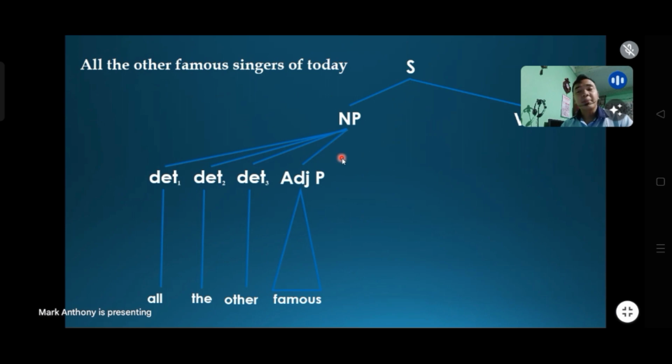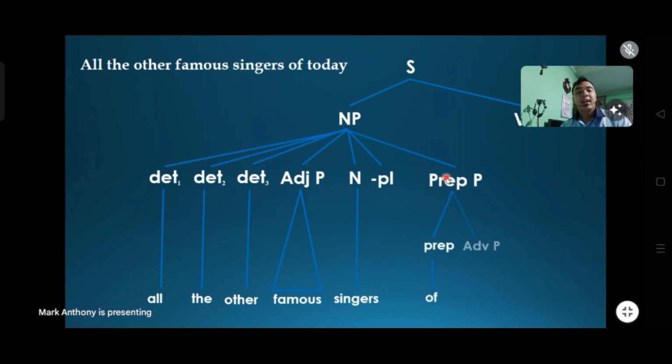And the determiner is followed by an adjective phrase, which is the word famous, which is followed by a noun, the noun itself, which is singers, in which it is followed by a prepositional phrase and an adverb phrase. If you're wondering, what is this?